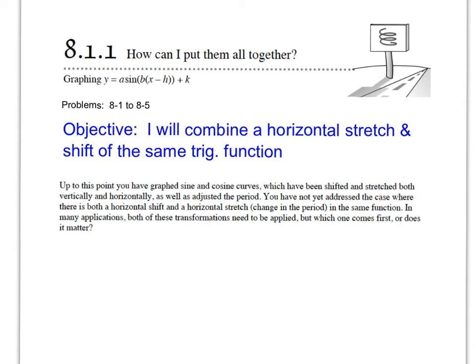Chapter 8 will be the last chapter that you're going to cover this very strange and unique spring. The objective today is to combine a horizontal stretch and shift of the same trig function. So we're going to be moving our trig function left and right. That's going to deal with the b times x minus h, and we're going to try to understand that a little bit better in today's lesson.